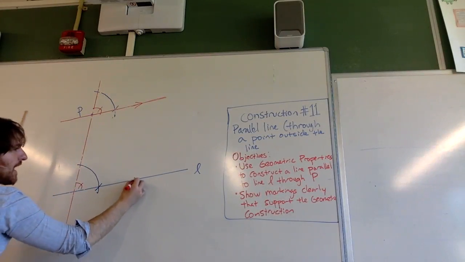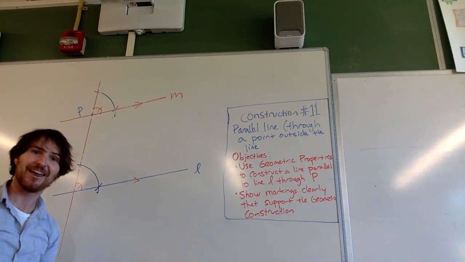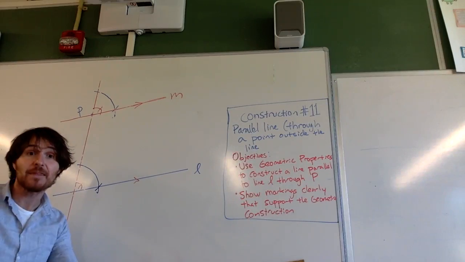So I can defend that line M would have to be parallel to line L because corresponding angles are congruent, because I copied them after all here.